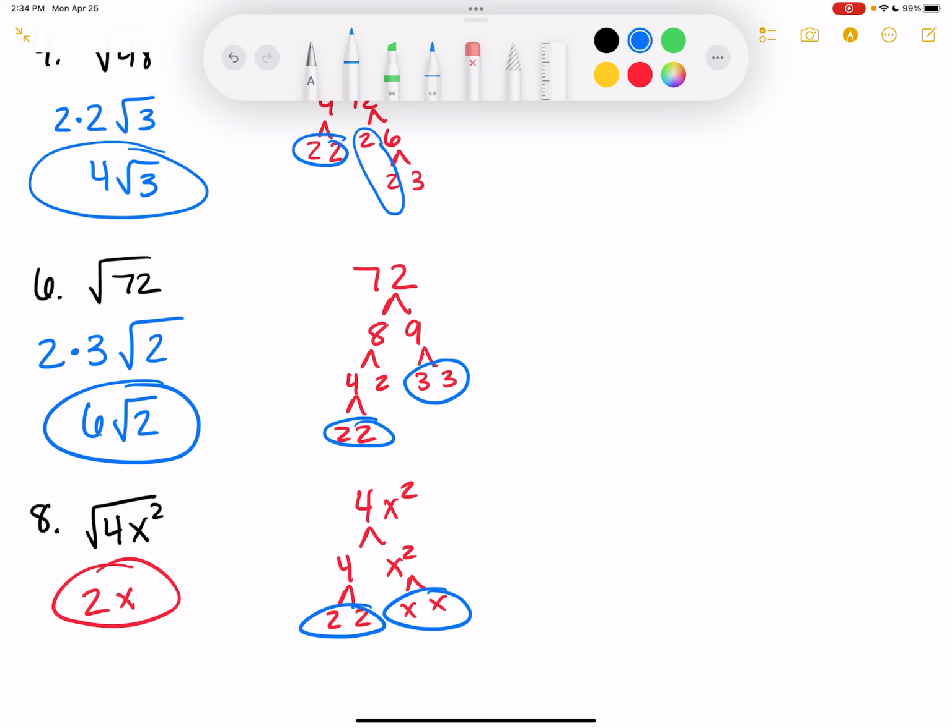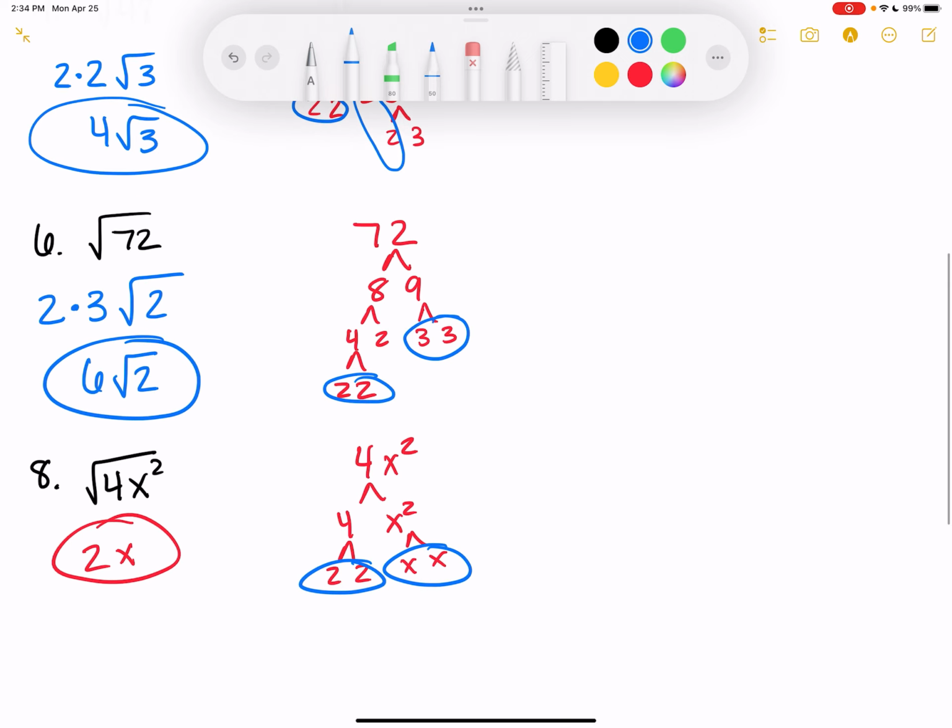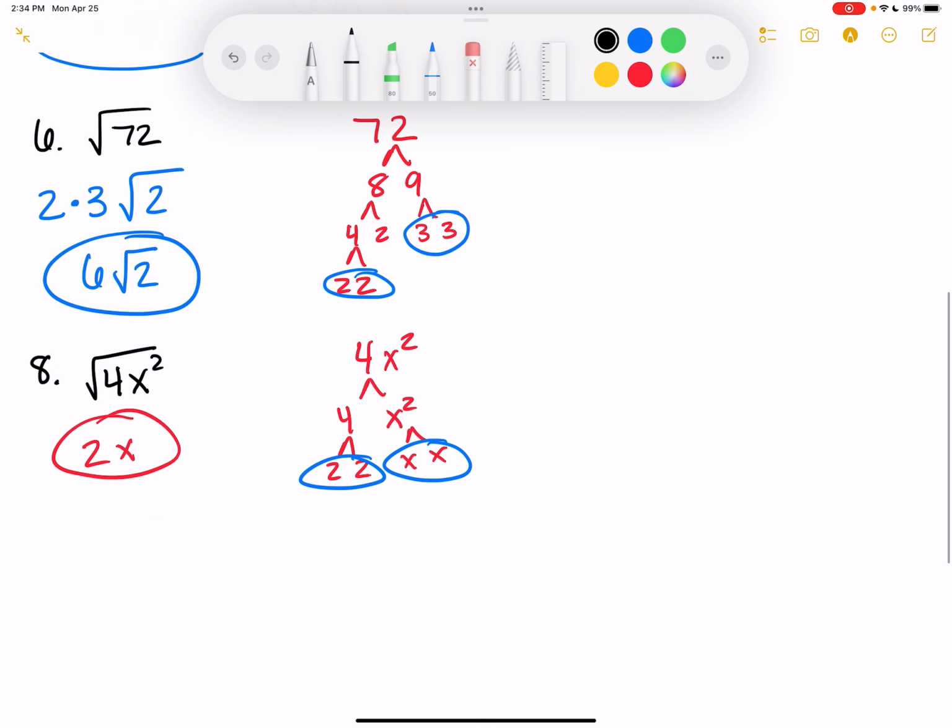Are we ever going to have ones with variables that aren't a perfect square? You could. How do we do that? Let's do a modified 8. Let's say that it was 9x cubed. So it's a little bit different, but the same idea.